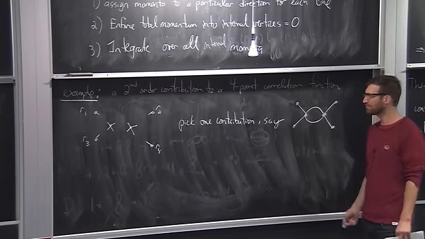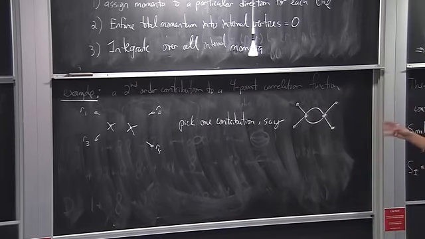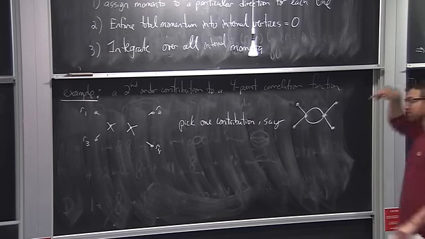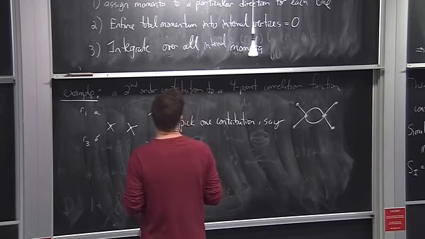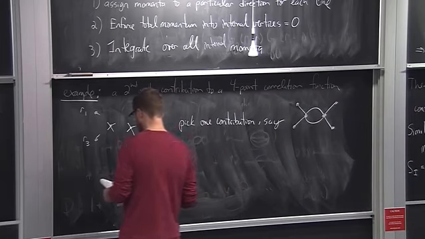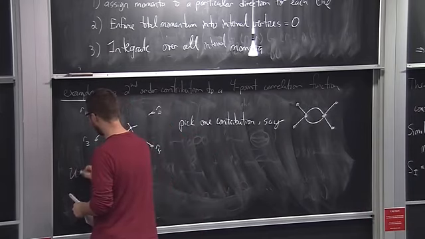You know what the integral expression is? You could write it down, do the full Fourier transform, and then write it in terms of things that you know. But you'll see that it just follows these basic rules here. So assign momenta to a particular direction for each line.